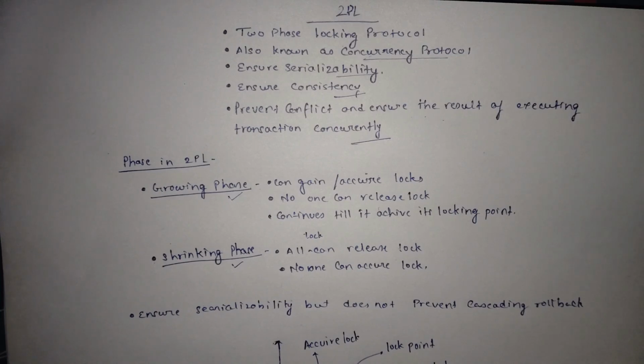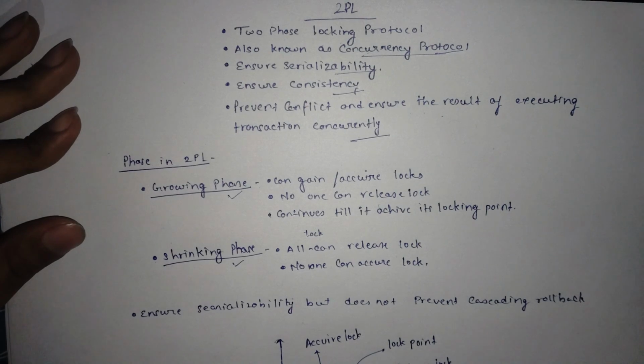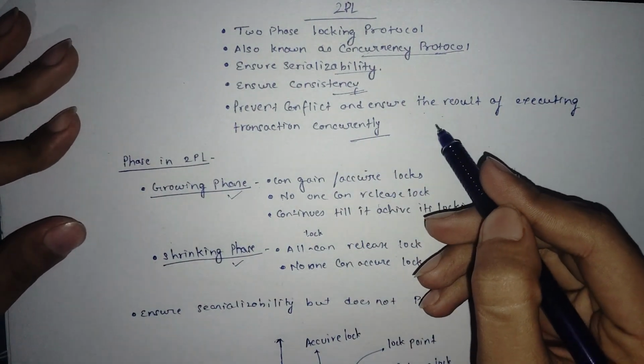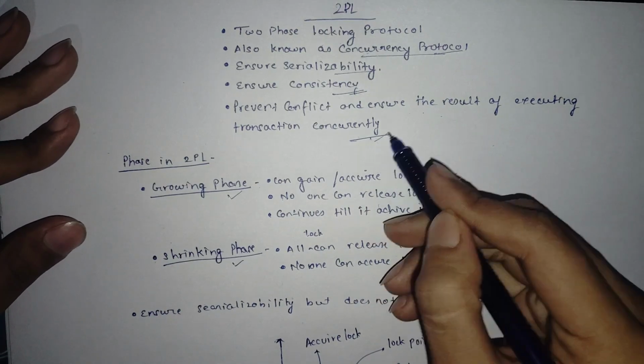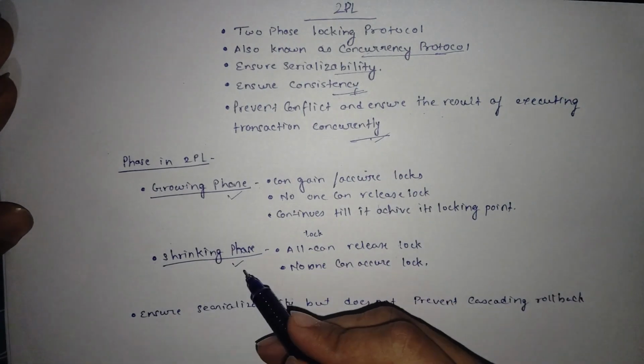So our today's topic is 2PL, the two-phase locking protocol, also known as a concurrency control protocol. It ensures serializability. It prevents conflict and ensures that the result of executing transactions concurrently is correct. There are mainly two phases in 2PL. The first one is the growing phase and the second one is the shrinking phase.